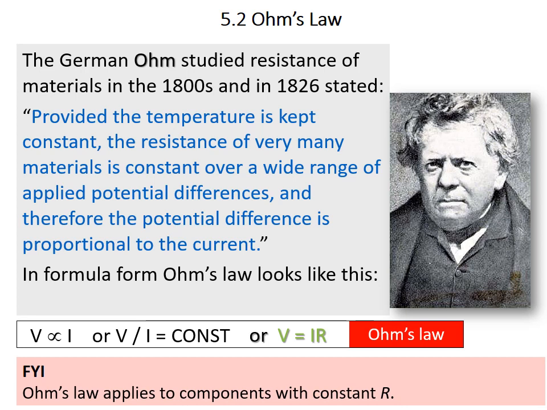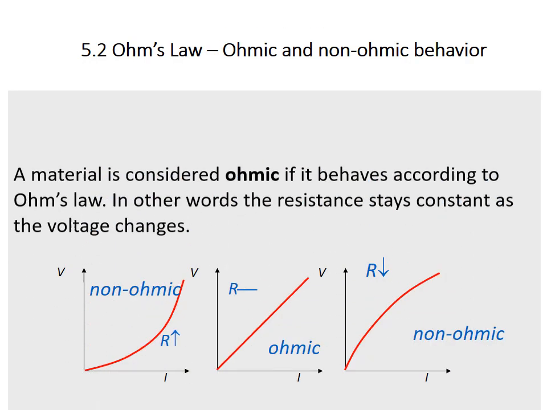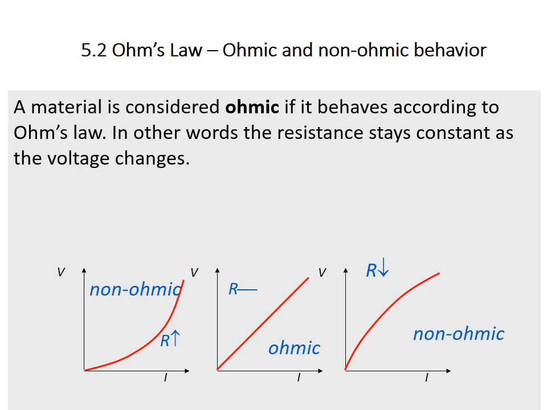By the way, Ohm's law applies to components with constant resistance. Materials are considered ohmic if they behave according to Ohm's law. In other words, the resistance stays constant as the voltage changes. A lot of materials aren't ohmic, however. So you can see this would be a non-ohmic material, ohmic in the middle, and then not ohmic on the far right.